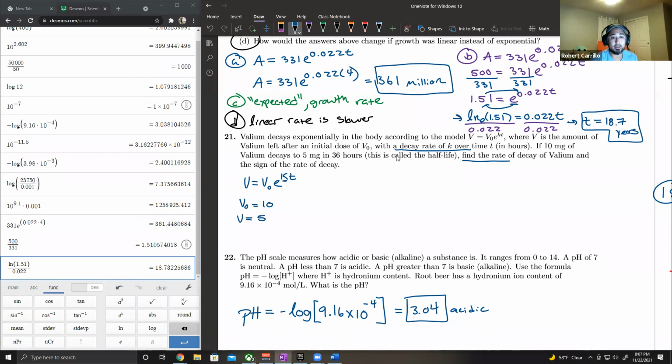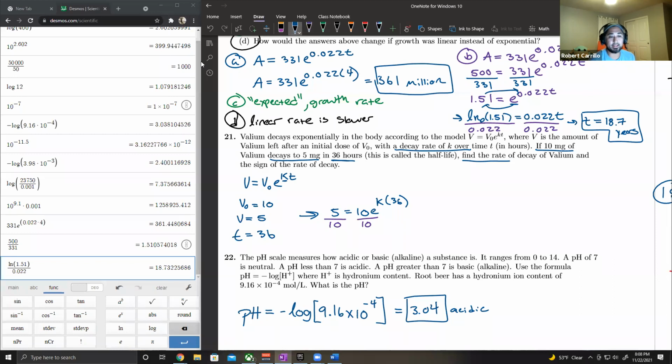So we have 10 milligrams and then it decays to 5 milligrams. And we have time, which is in hours. So t is 36. I'm just labeling all the pieces we're given, so now we can plug in. So you get 5 equal to 10 times e to the k times 36. Okay, so our goal is to solve for k, but the first thing we want to do is get e all by itself. So what we're going to do first is divide that 10 off.